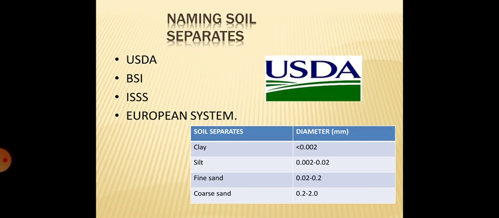Here are the types of soils and their diameters. So let's start. Clay diameter is less than 0.002, silt 0.002 to 0.02, fine sand 0.02 to 0.2, coarse sand 0.2 to 2.